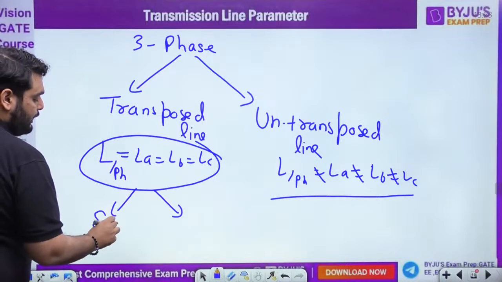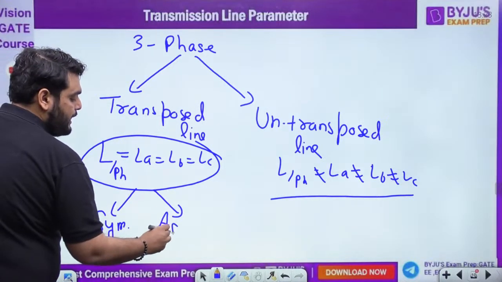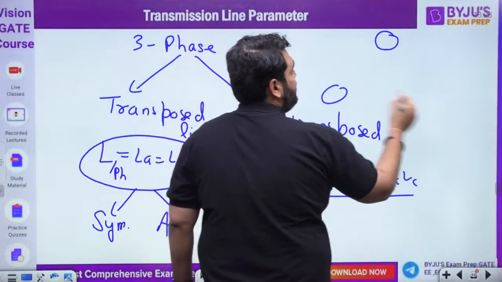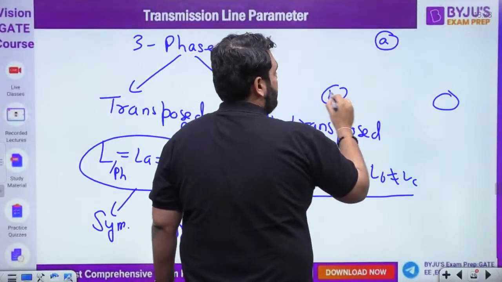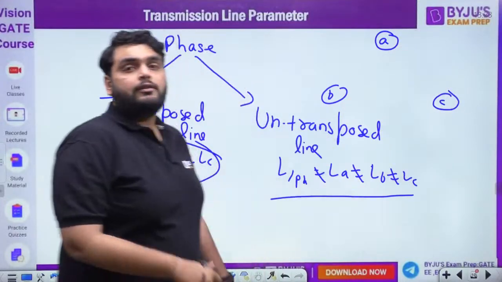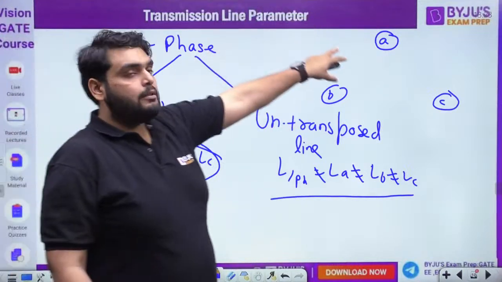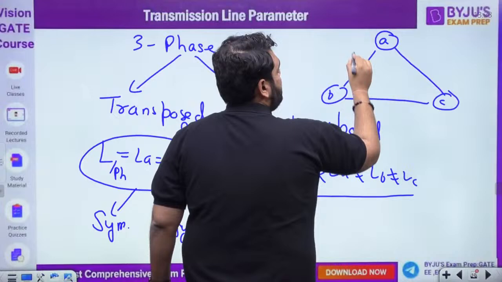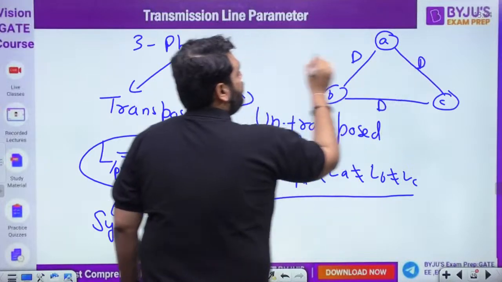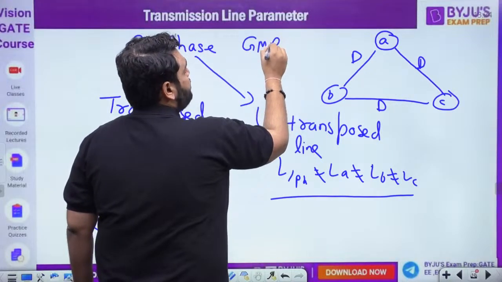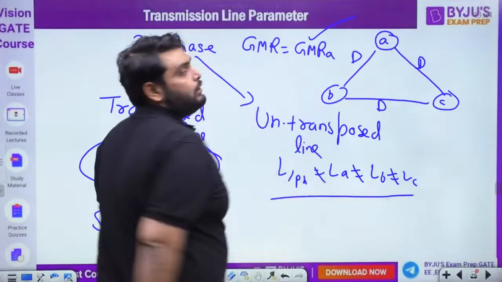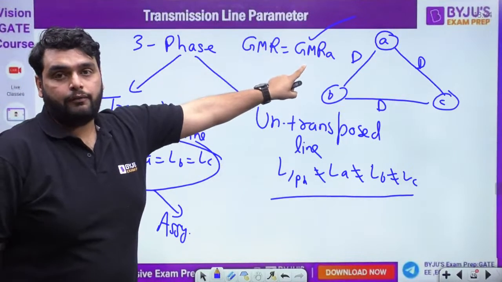One is symmetrical configuration, another one is asymmetrical configuration. A symmetrical configuration is like this. This is phase A, phase B, phase C. This is your symmetrical configuration. So in this symmetrical configuration, since the distance is same, you can write it like this, that GMR is equal to GMR of A. That is absolutely correct if you have a symmetrical configuration.